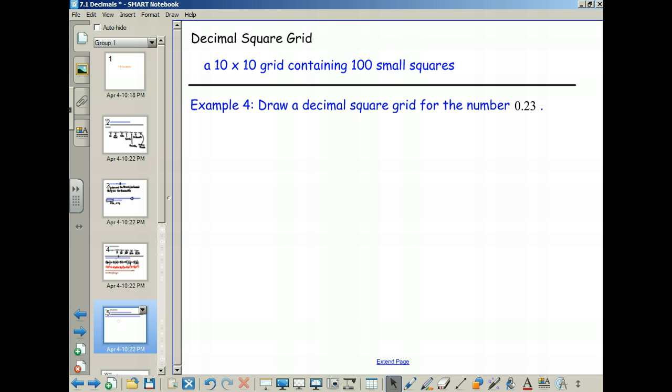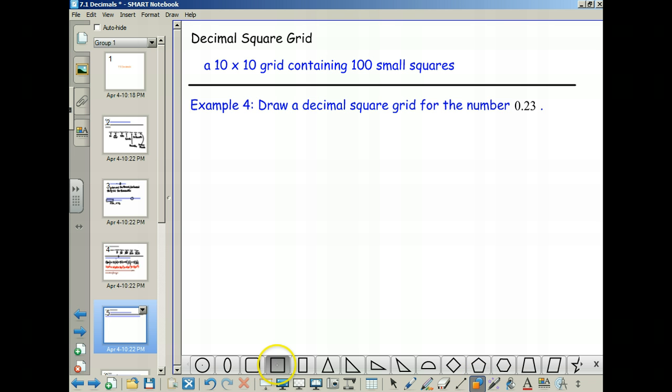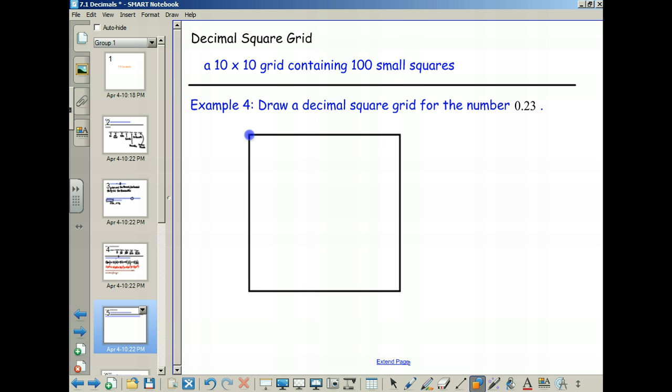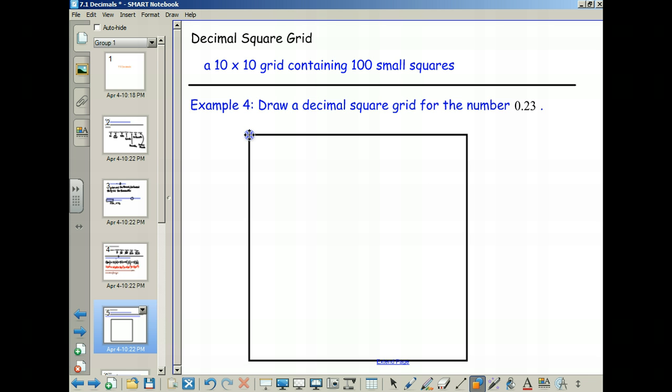We're going to draw a decimal square grid. A decimal square grid is a 10 by 10 grid, and it contains 100 small squares. And as I draw it, it's not going to be perfect unless I use my tools up here. So I'm going to use a little bit of my tools, but the first thing I want you to do is draw a square. So draw yourself a square. And in your square, I want you to divide it into 10 columns and 10 rows. All right? I'm going to do what I can up here to make that happen too.